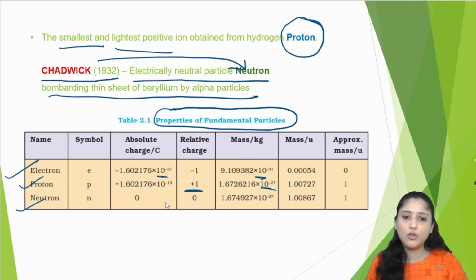For a neutron, the charge is 0. Neutron does not have charge but it has mass. What is the mass? It is 1.674 into 10 power minus 27.